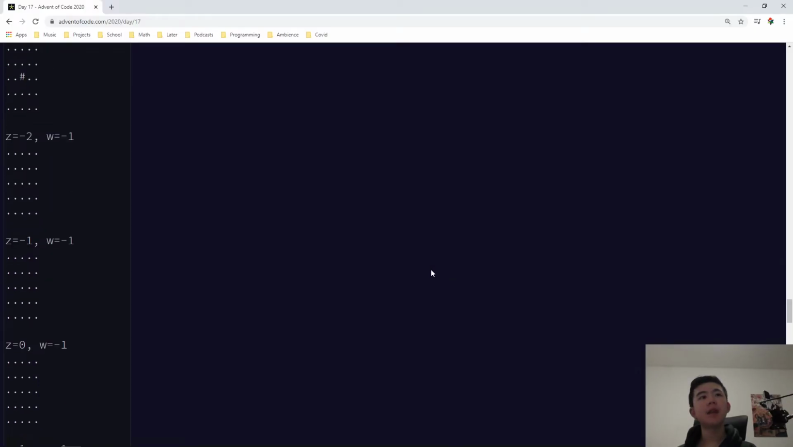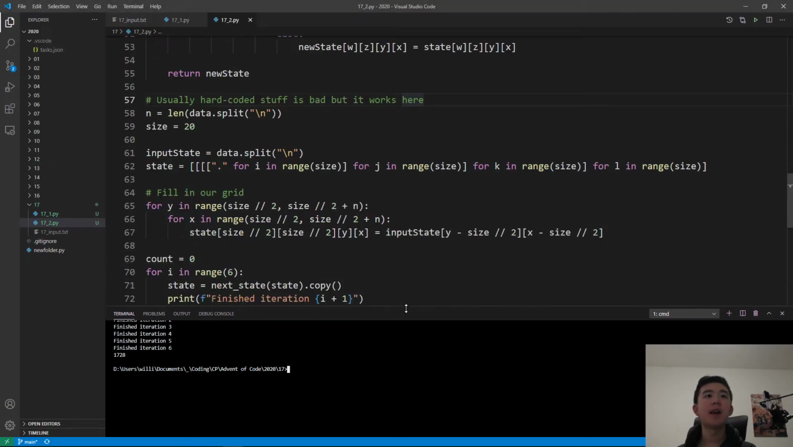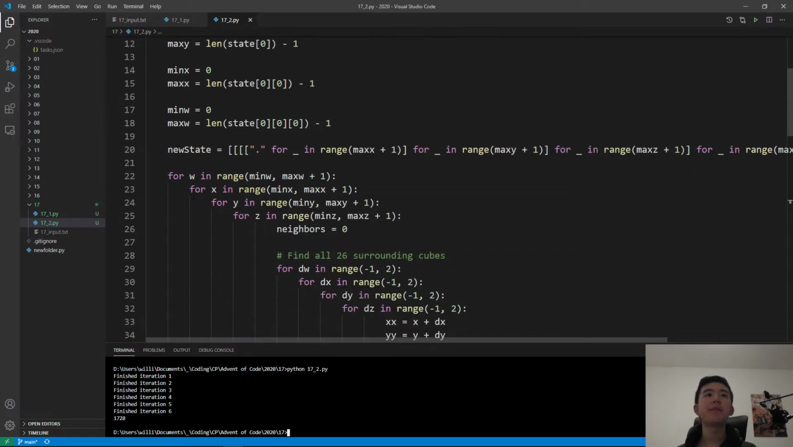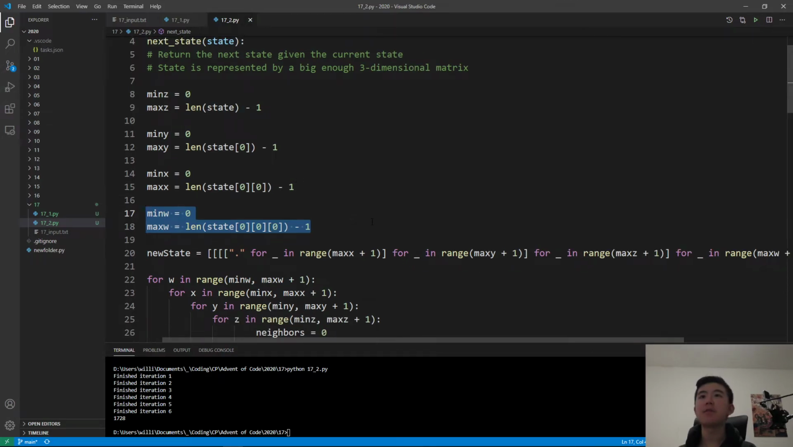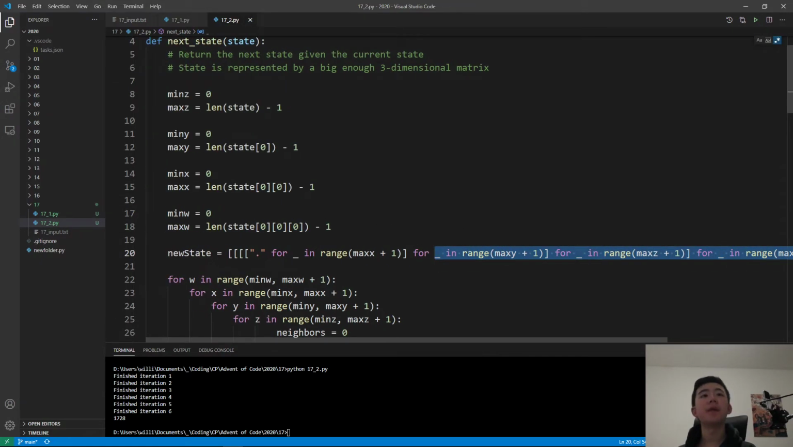This is kind of similar to part 1. We just need to add an additional w coordinate, and as you saw, this runs much more slowly than part 1. So we have a z coordinate, and we have a w coordinate, which is the layer above a layer. So each cube is part of a 4-dimensional layer. We need to make our grid 4-dimensional instead of 3-dimensional.